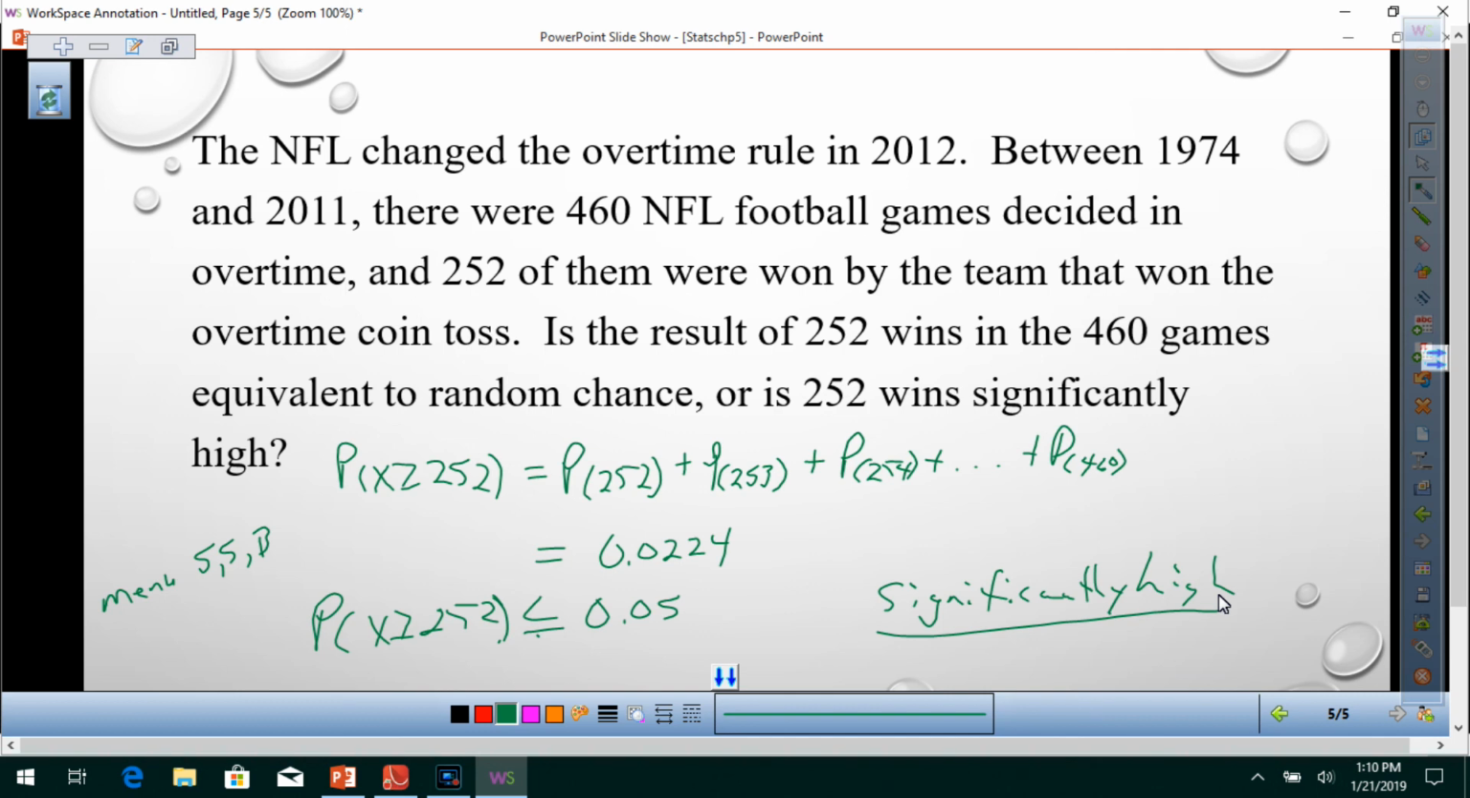So it's kind of important that you want that coin toss. Now they don't do that anymore. They got a different way of doing it, but anyway, that's what they used to do.